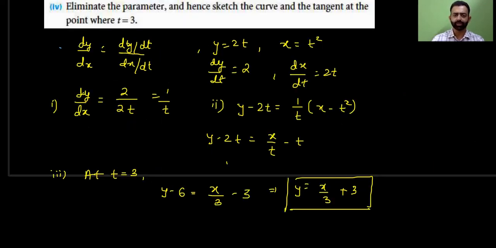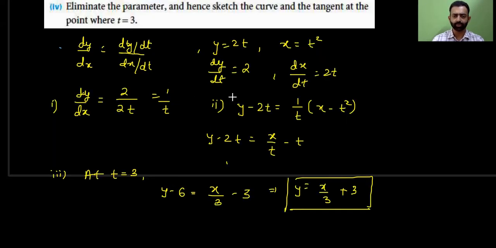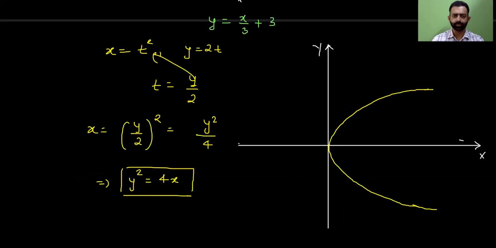x by 3 plus 3. Okay, so the equation of tangent is y is equal to x by 3 plus 3. I think this is the equation. Let us quickly check again. This is y minus 6. Yes. Okay. Now, at the point t equal to 3, we have to sketch or draw the tangent.